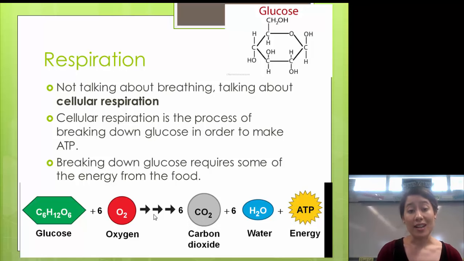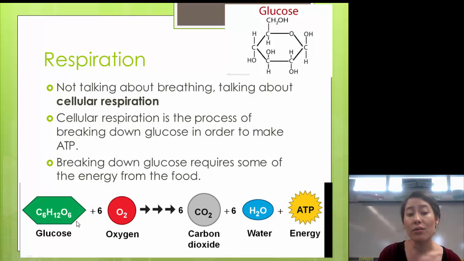Cellular respiration is the process of breaking down glucose in order to make ATP. So this is the glucose molecule. You can also see it represented down here. We can tell it's the same thing because it has the same elements and it has this hexagonal shape. So here's glucose down here. And glucose is being broken down in order to make ATP. ATP is an energy source that our cells use. I kind of think of it like gasoline for cells. It's the fuel that's going to run all of the cellular processes in your body.